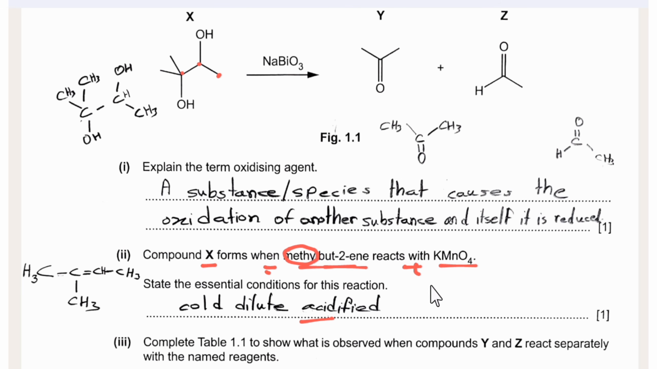And if it is hot concentrated acidified KMnO4, then the double bond breaks, and since this carbon atom contains two methyl groups, it is converted to a ketone, and since this carbon atom is attached to one methyl group and one hydrogen, it is converted to an aldehyde, and on further oxidation it would convert to carboxylic acid.